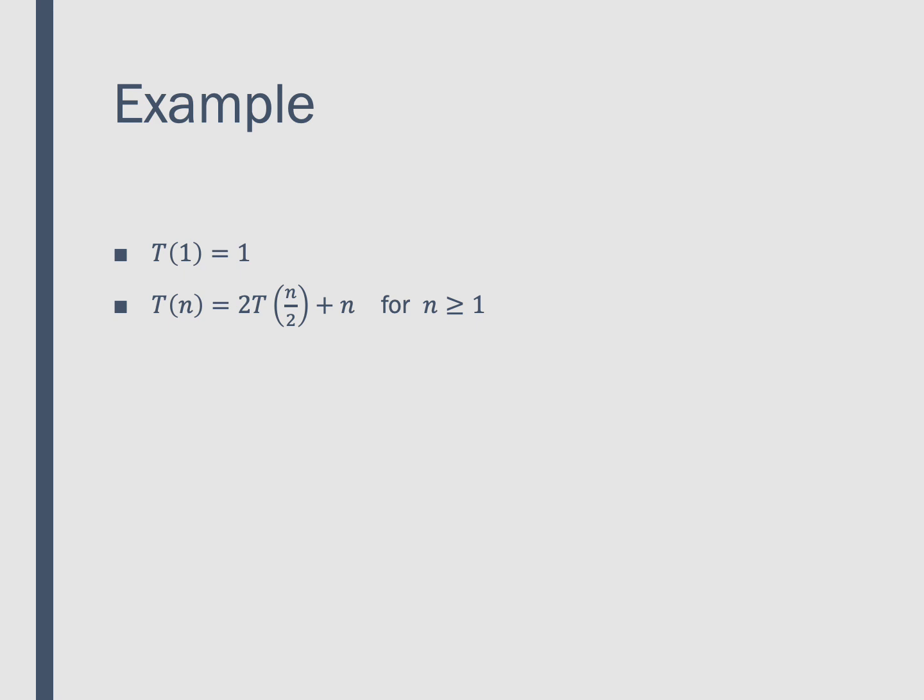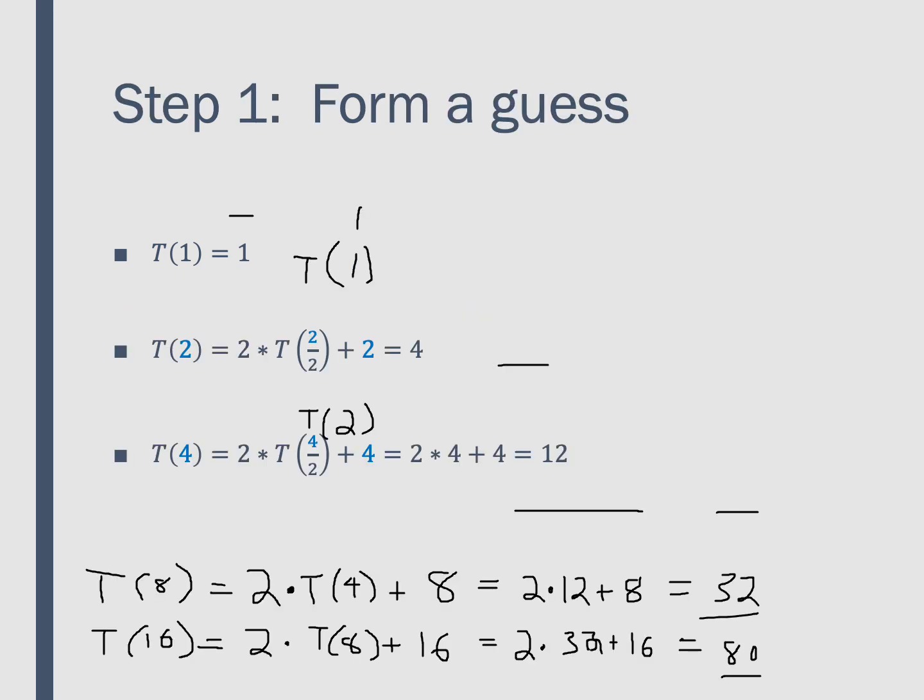So T1 equal to 1, and this is our base case indicating that the function terminates when n equal to 1. Then for n greater than or equal to 1, we have Tn equal to 2T(n/2) plus n. This tells us the problem is divided into two subproblems, each of size n/2. So there is an additional cost of n outside of the recursive call. Now here, first we will make a guess. Here we will form a guess.